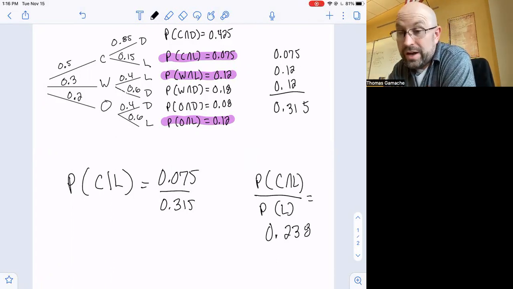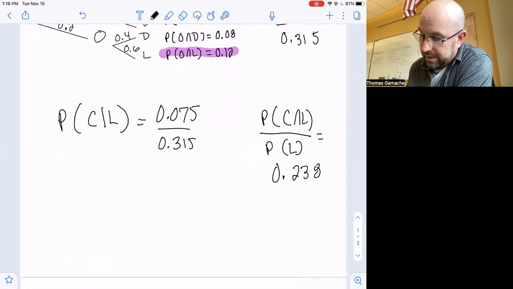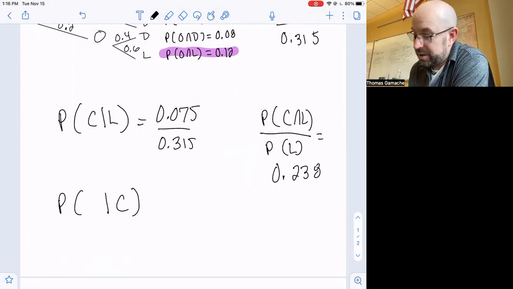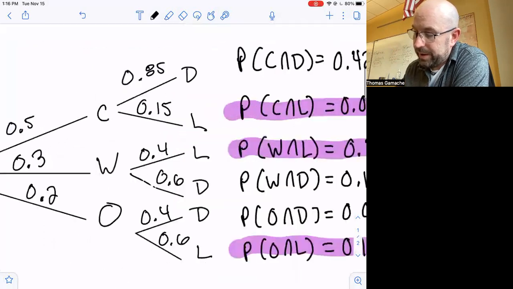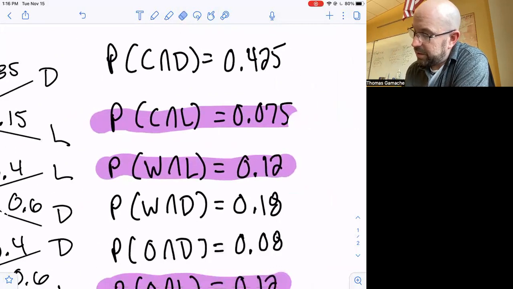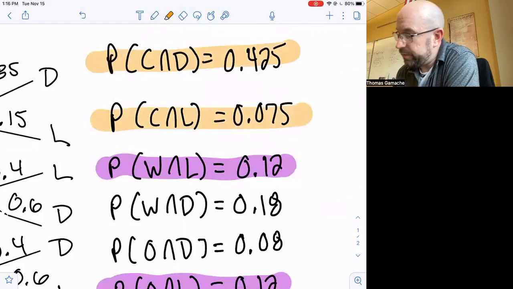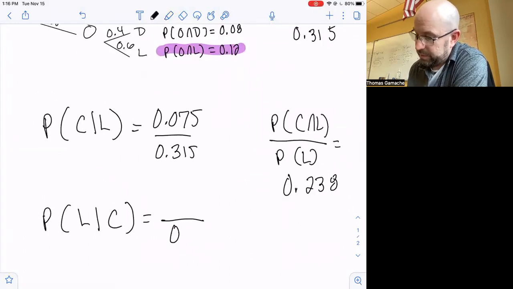So say I wanted to go in another direction with this. Say I wanted to go the opposite way. Given that the computer is from California, what's the probability that it's a laptop? So given California, I'm going to look at all my California computers, which I know from the beginning of the problem is 50%. 50% of them come from California. But if I really wanted to, I could just double check and add all my branches here that have to do with California. Here we go. 0.425 plus 0.075. I'm going to get 0.5, just what I expected, about 50%.